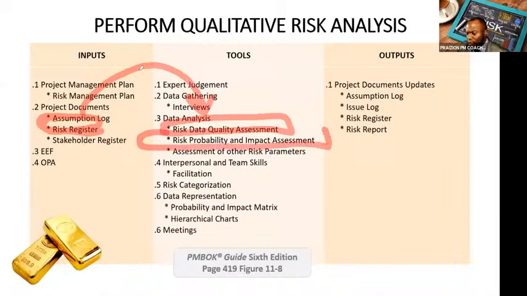And then you also want to do a risk probability and impact assessment, taking a look at probability and impact to score the risk. So your risk register, again, is relevant because you need your risk register to score those risks. Now, there are assessments of other risk parameters that are talked about in the PMBOK guide. Let's take a look at these very quickly, and you need to get familiar with these for your exam.